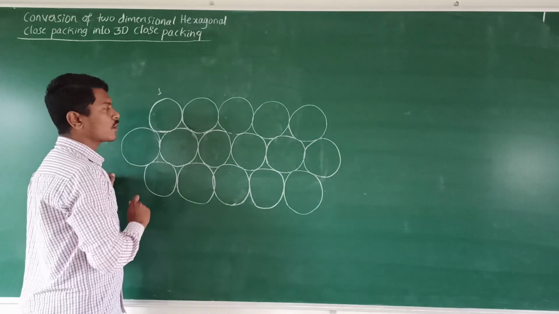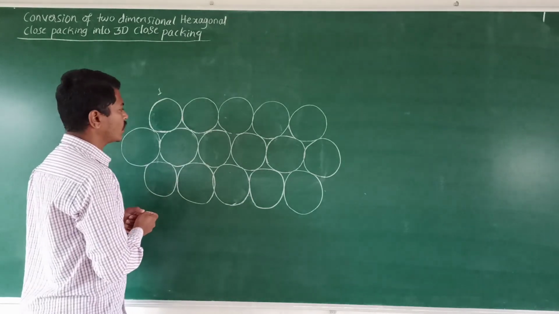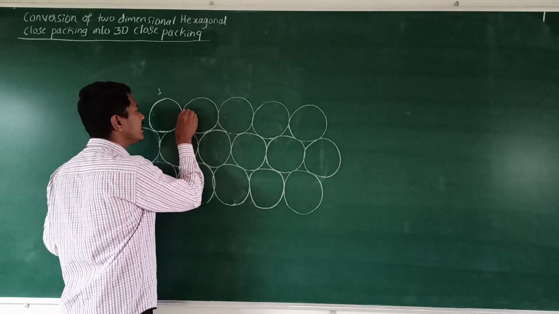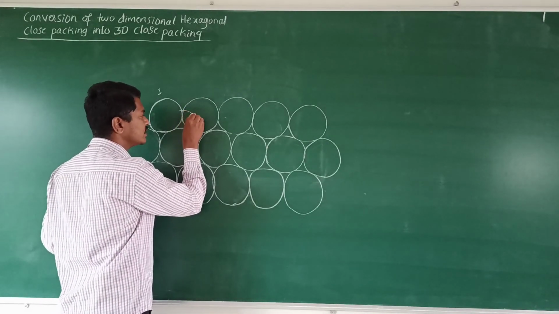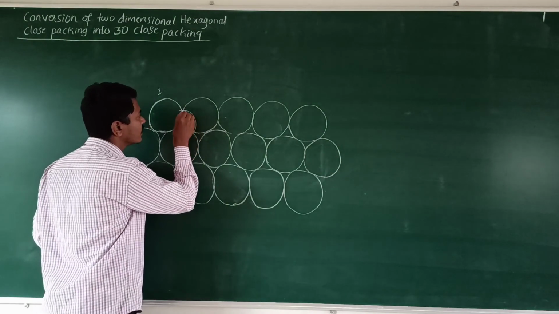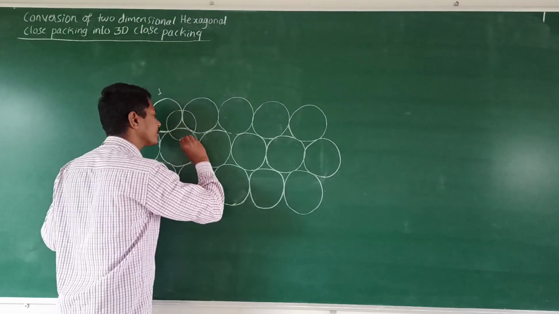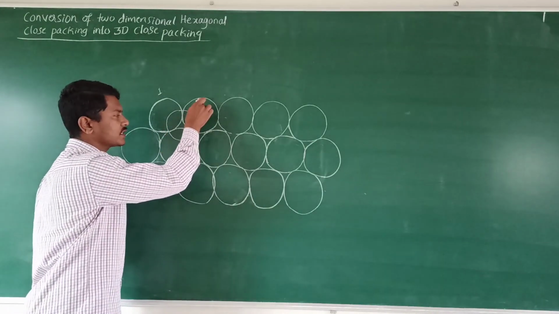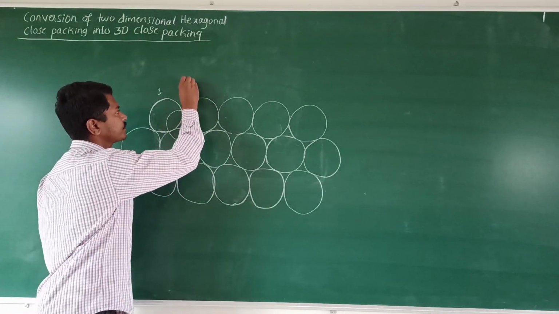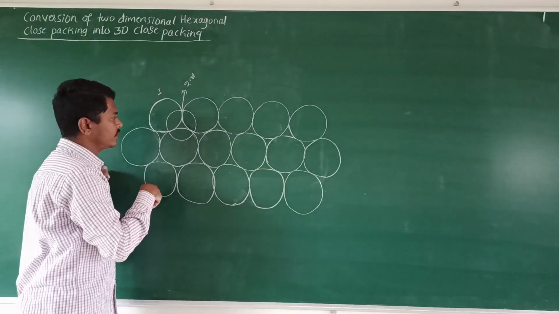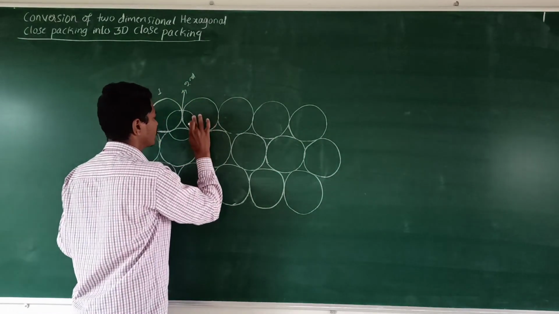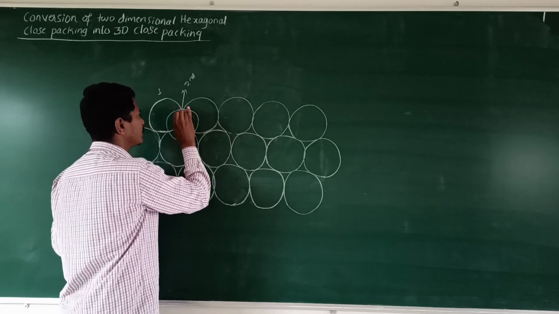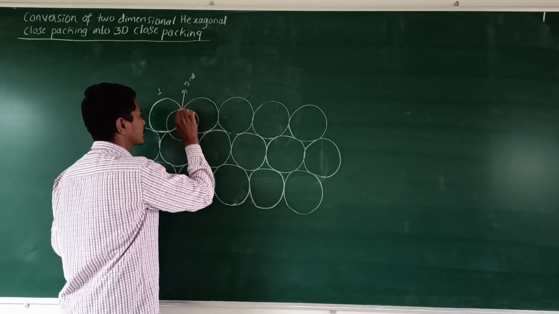That space is called what? Void. Okay, here the second layer sphere falls exactly on the depressions created by the first layer. This is the first layer. This is the second layer. The same, depressions created by the first layer.